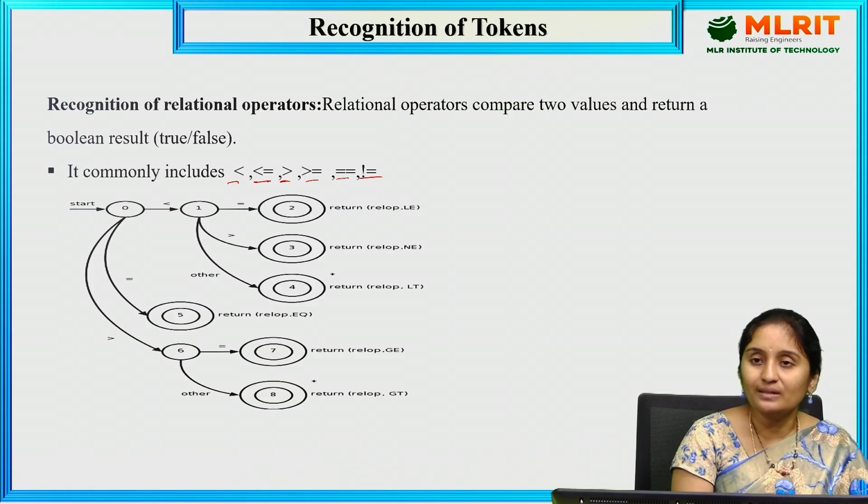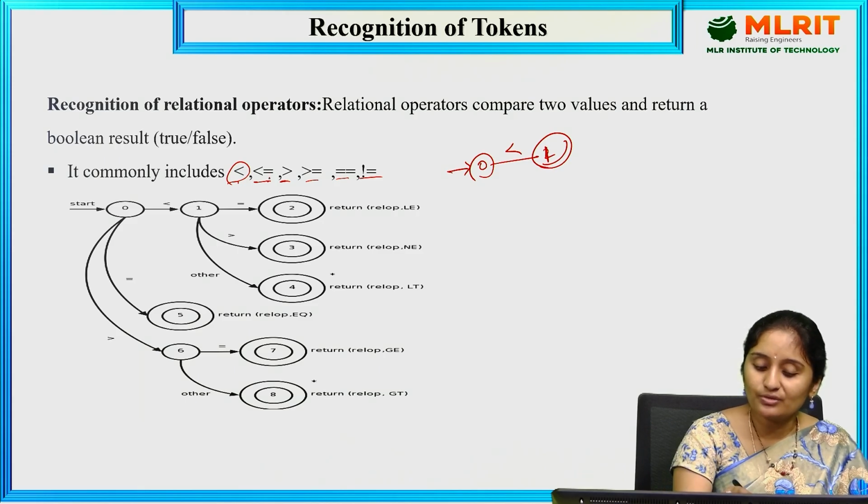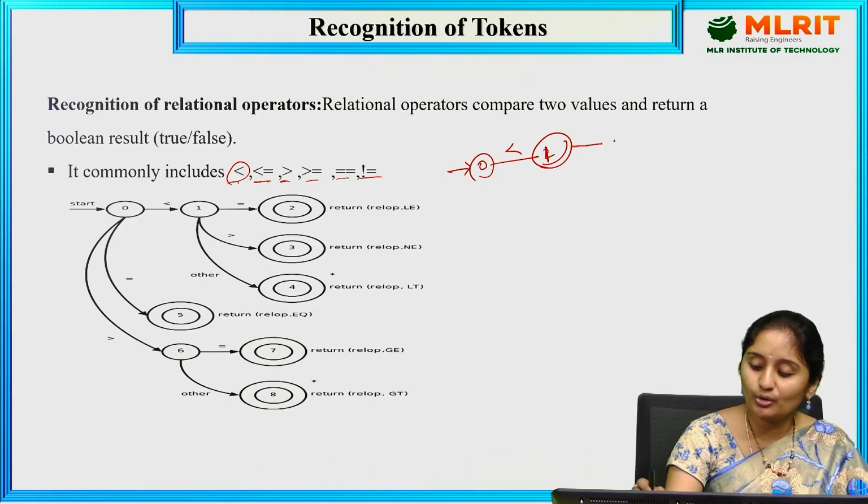Let us draw the transition diagram for these relational operators. How are we going to draw this? The first one I have is less than. Let me take my starting state, 0. On less than, it moves to the first state. Next I have less than or equal to: on equal, I move to the second state. I have completed reading this one, so it will be my final state.